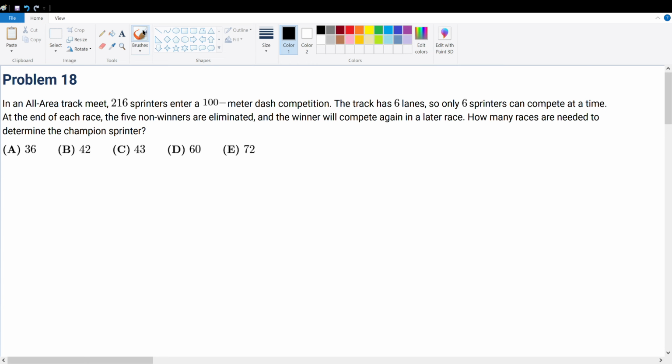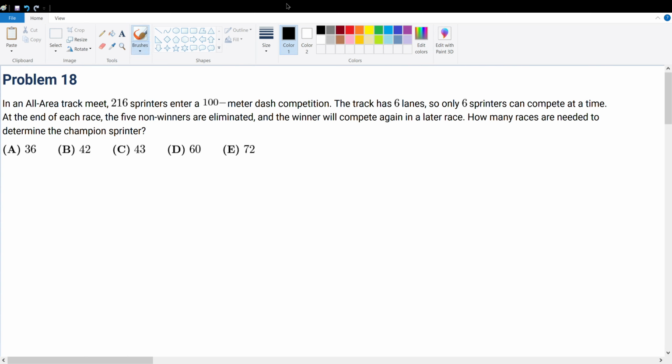Problem 18. In an all-area track meet, 216 sprinters enter a 100-meter dash competition. The track has 6 lanes, so only 6 sprinters can compete at one time. At the end of each race, the 5 non-winners are eliminated, and the winner will compete again in a later race. How many races are needed to determine the champion sprinter?